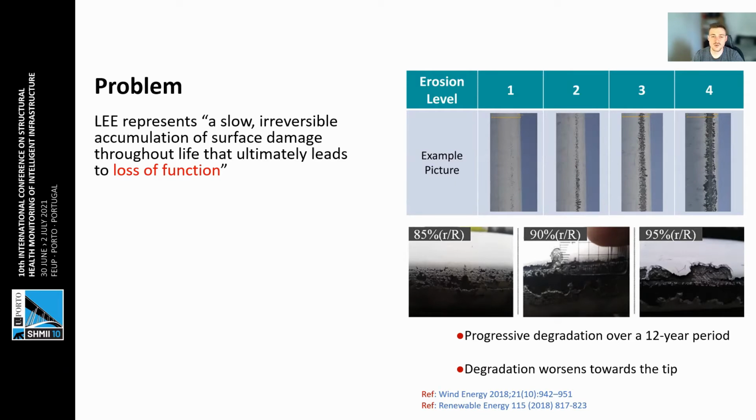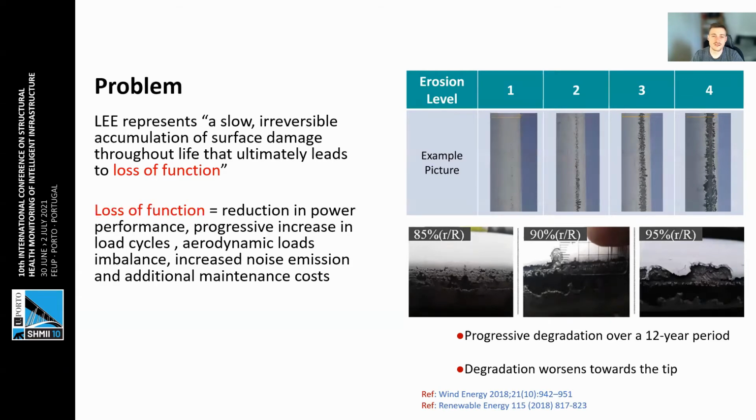The degradation worsens towards the tip of the blade where the relative wind velocity is higher. Leading edge erosion leads to a loss of function, and this entails a drop in the power production of the wind turbine. And this can be up to 5% for megawatt scale wind turbines. It also increases maintenance costs and noise emissions.